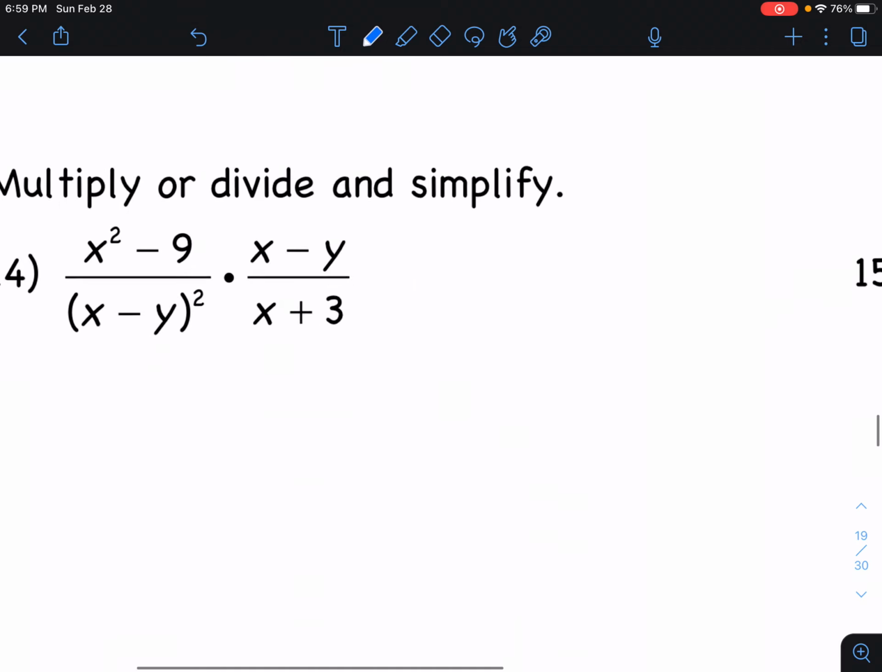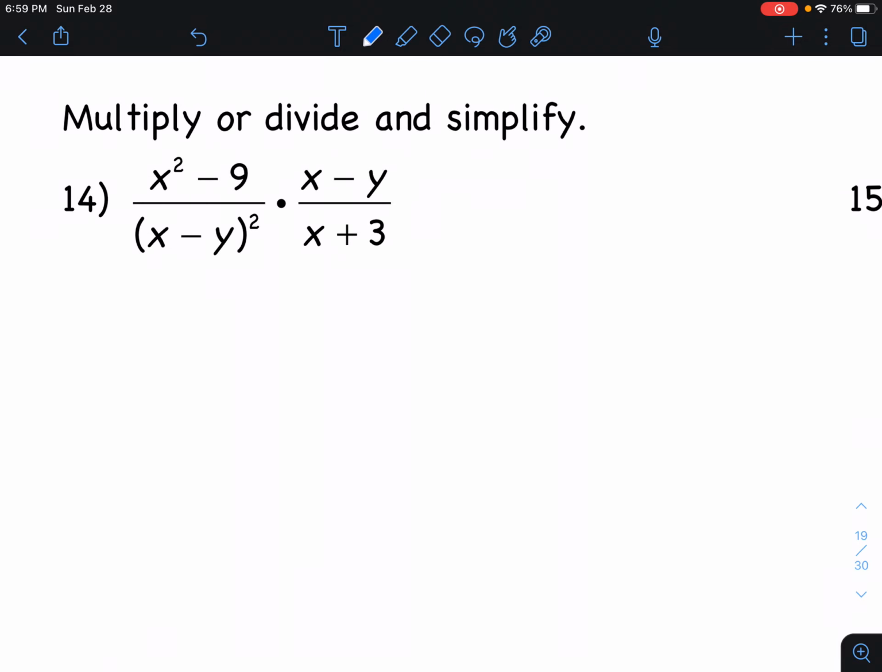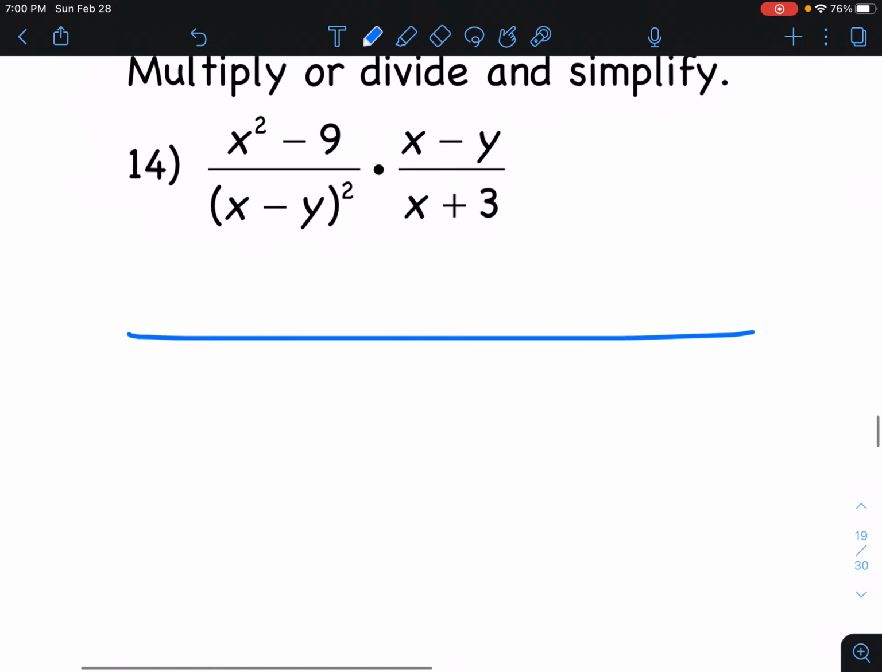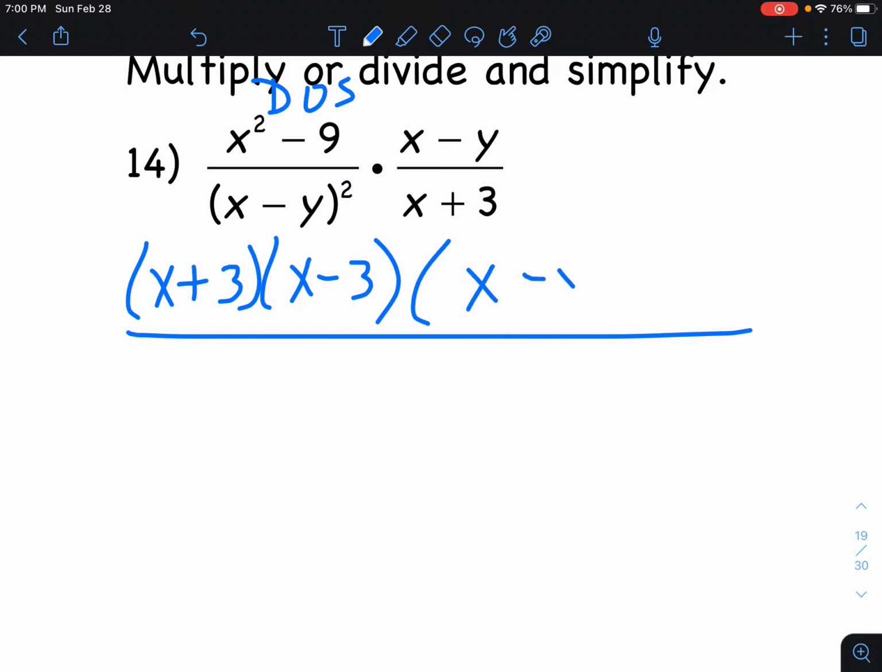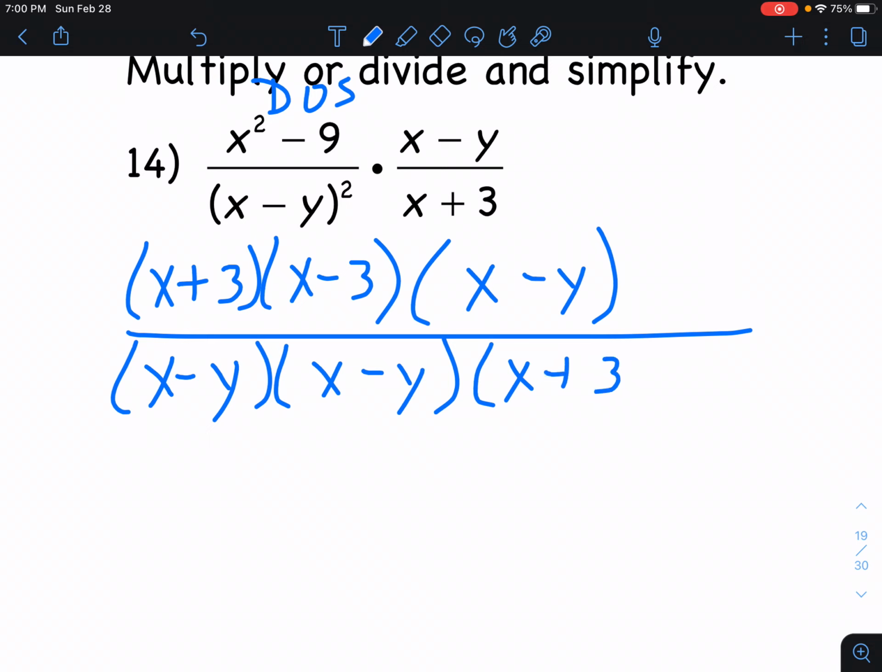All right, number 14, multiply or divide and simplify. So this one's multiply, so we're just factoring. The top left is a difference of squares, so that would be x plus 3, x minus 3. The top right just carries down, it cannot be factored. The bottom left, x minus y squared, means write x minus y twice. And the bottom right, x plus 3, just carries down.